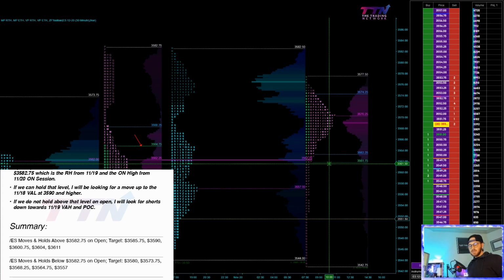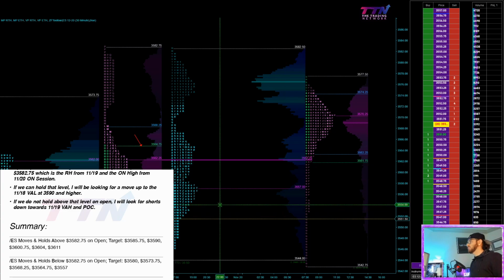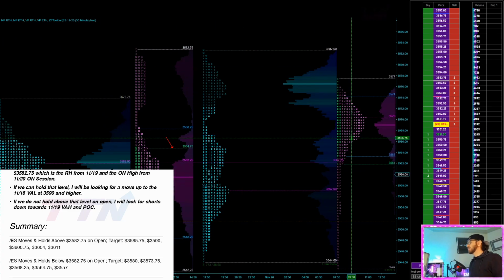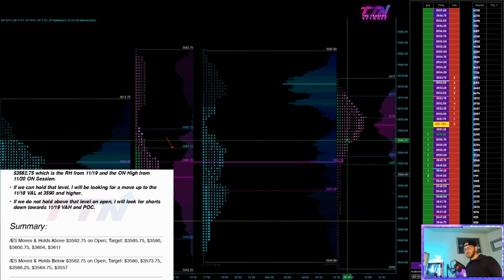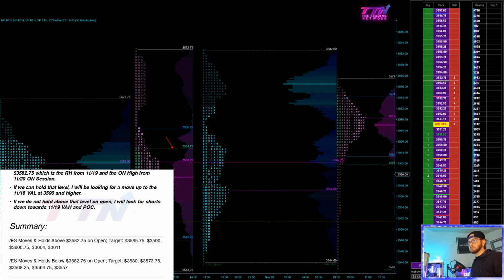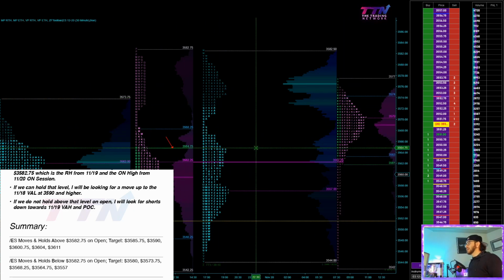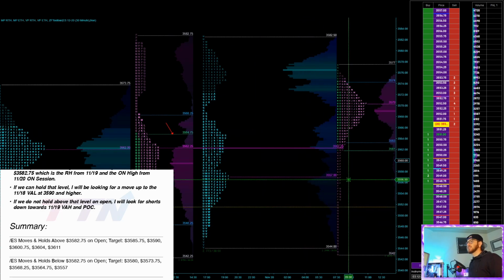If we escape the IB, if we have a wide initial balance, we're likely to get a smaller rest of the day's range, etc. So there's a lot of information and strategies that you can gain from knowing where the initial balance is and where we are in relation to the current initial balance and the previous initial balance as well. So with that said, my final downside target was 35.57 even.